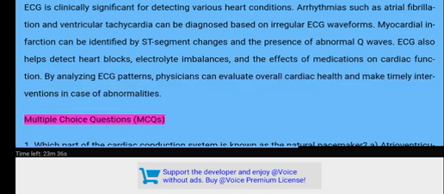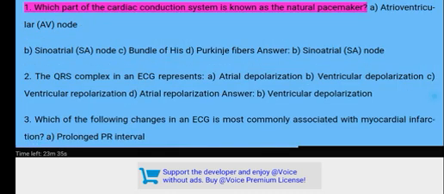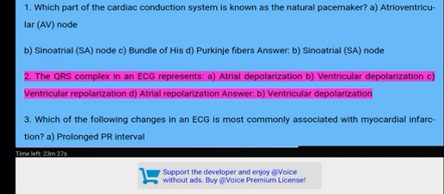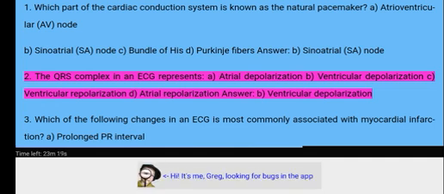Multiple choice questions, MCQs. 1. Which part of the cardiac conduction system is known as the natural pacemaker? A. Atrioventricular, AV, node. B. Sinoatrial, SA, node. C. Bundle of His. D. Purkinje fibers. Answer: B. Sinoatrial, SA, node. 2. The QRS complex in an ECG represents: A. Atrial depolarization. B. Ventricular depolarization. C. Ventricular repolarization. D. Atrial repolarization. Answer: B. Ventricular depolarization.